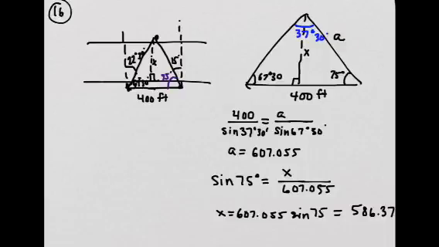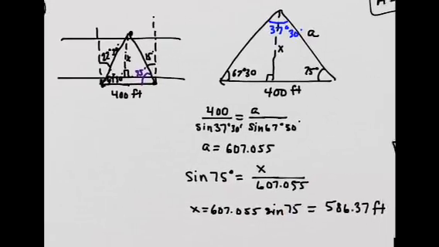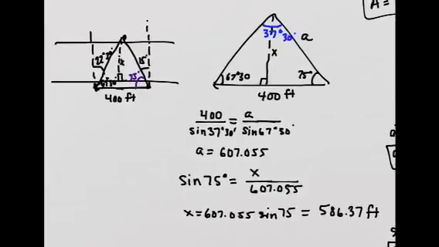Well, knowing A, I could take this as a right triangle and use SOHCAHTOA. So here's my angle, here's the side I'm looking for, and here's the hypotenuse. So that would be sine of 75 is x over A. So this is A. Solve for x here, and here's your final answer: 586.37 feet.